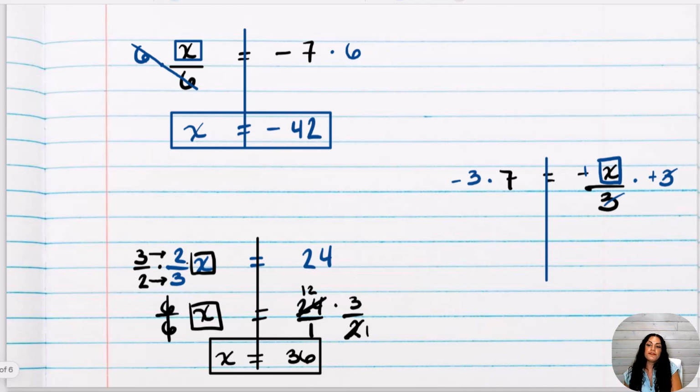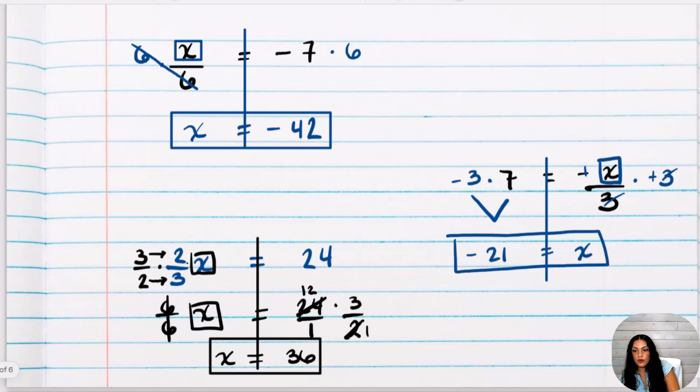We work from left to right. So negative 3 times 7 leaves us with negative 21. And that x is by itself. So negative 21 equals x.